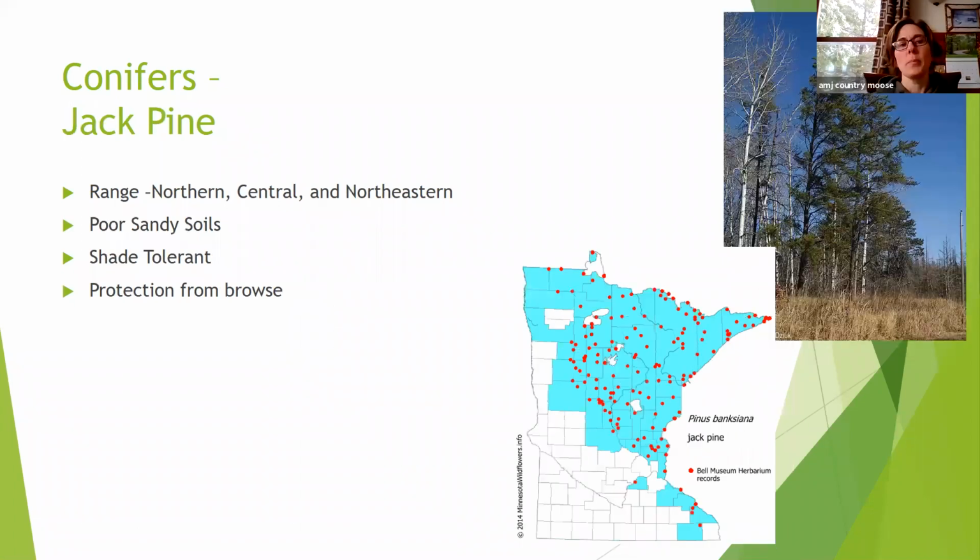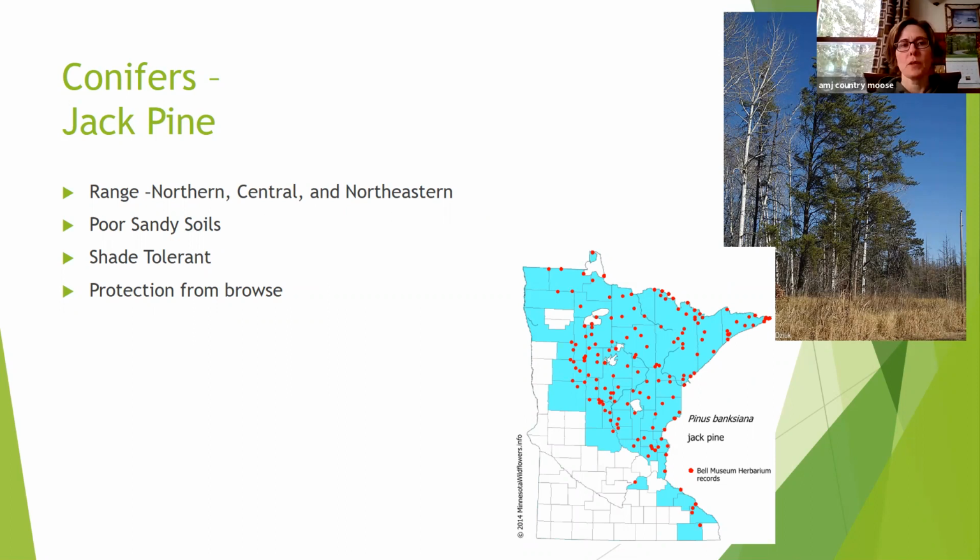Jack pine is normally in northern, central, and northeastern Minnesota. They thrive on our nutrient-poor sandy soils, but they'll do well in upland sites that have heavier soils, and you also find them in the lowland bogs, thriving right next to black spruce. They're shade tolerant, and they also need protection from browse.